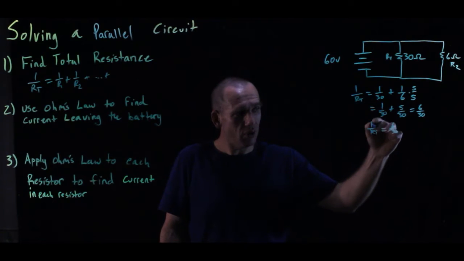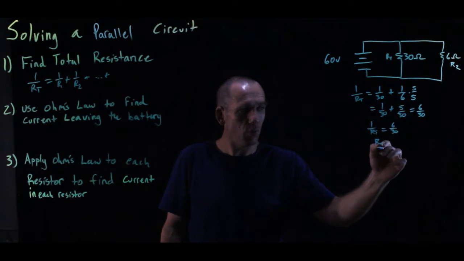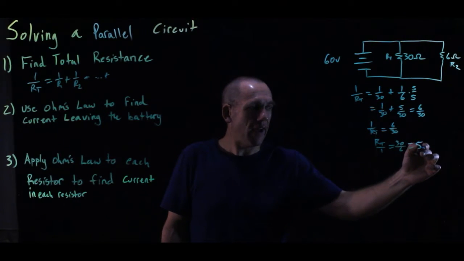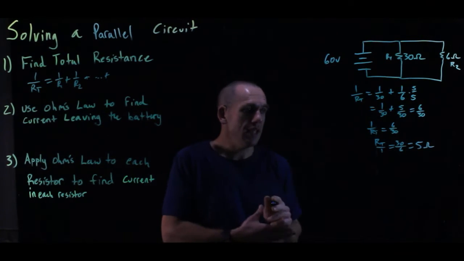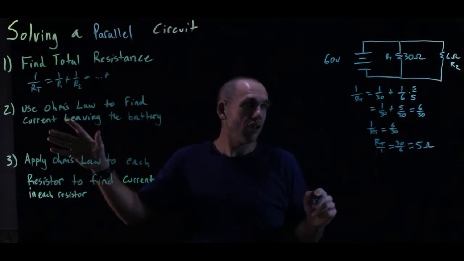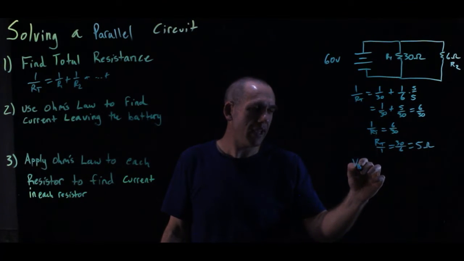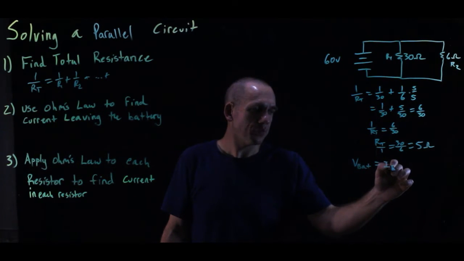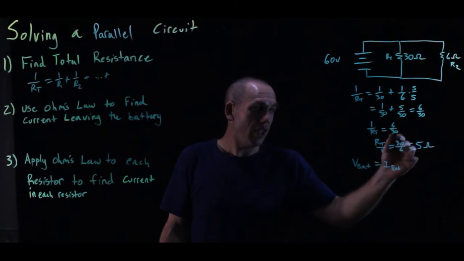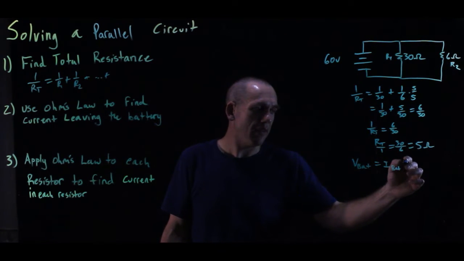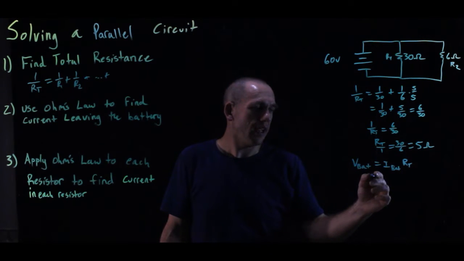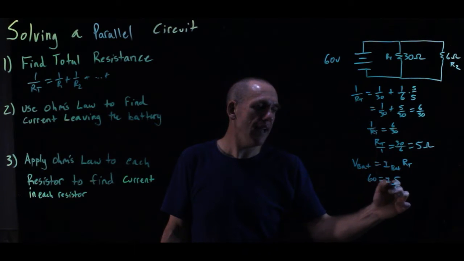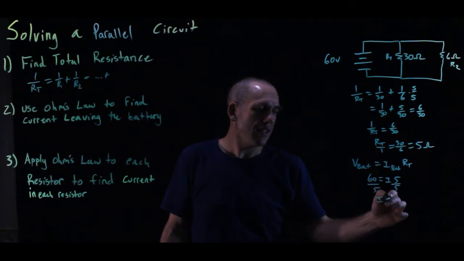Now I'm going to do the reciprocal on both sides. So the total resistance over 1, which is just total resistance, is 30 over 6, which is, of course, 5 ohms. Now what that tells me is when I go to apply Ohm's law to find the current leaving the battery, the voltage across the battery is equal to the current from the battery times the equivalent total resistance that we have, RT. I can write 60 equals I times 5, divide both sides by 5, and we see that the current is 12 amps.